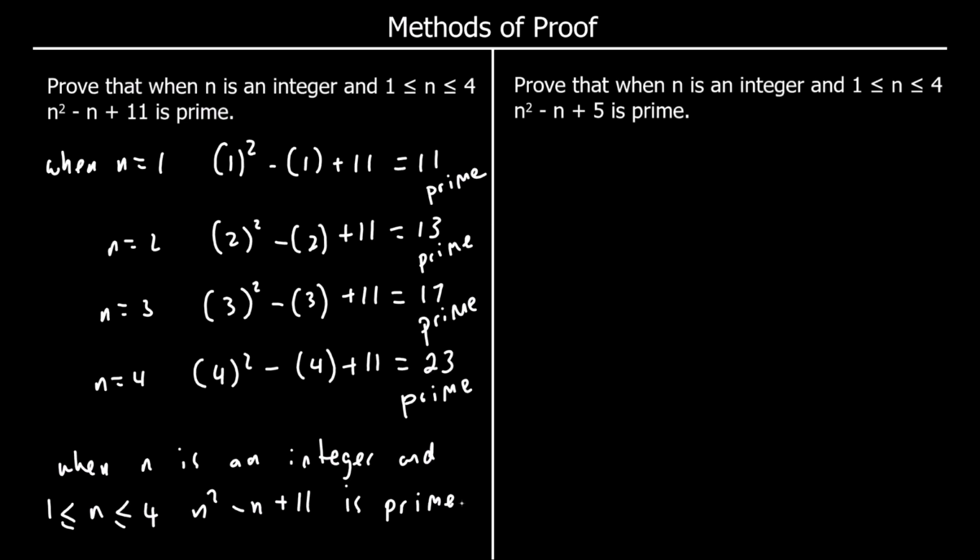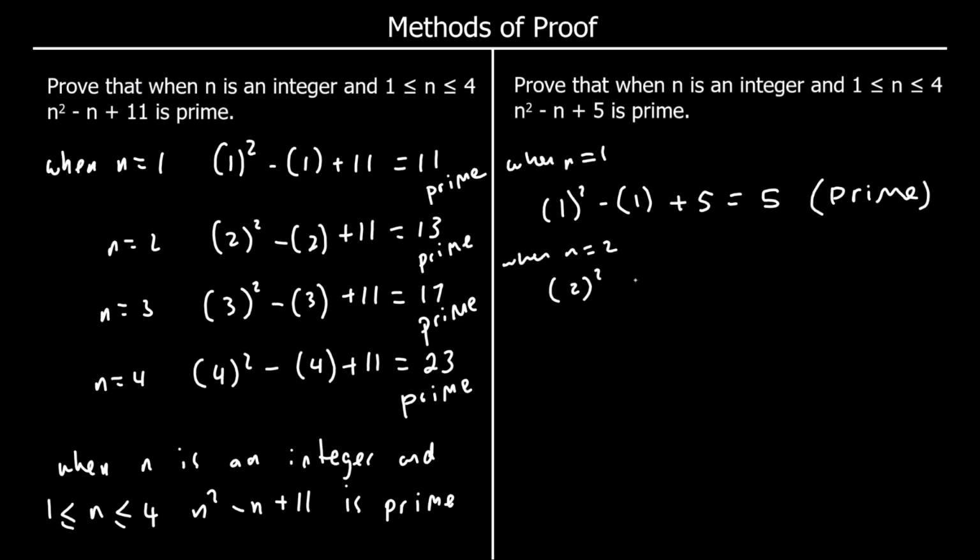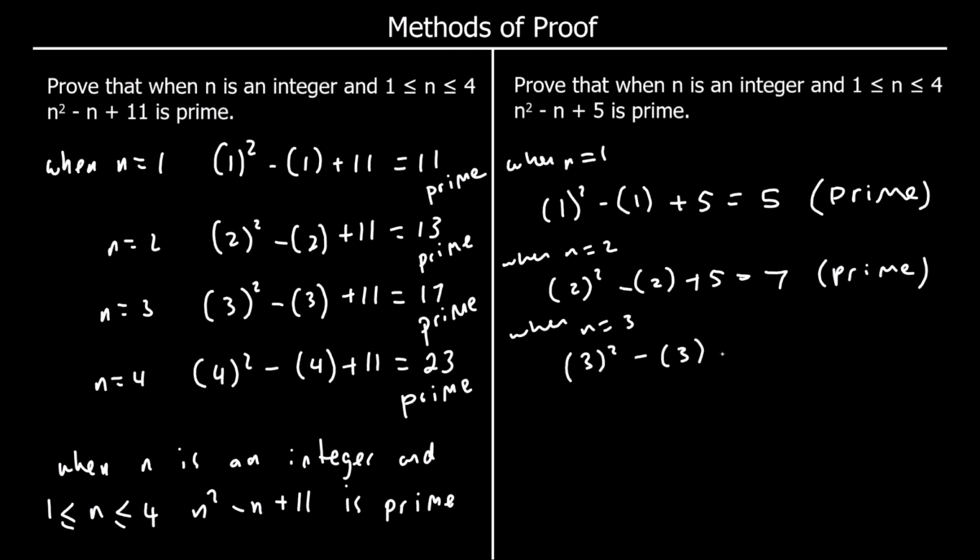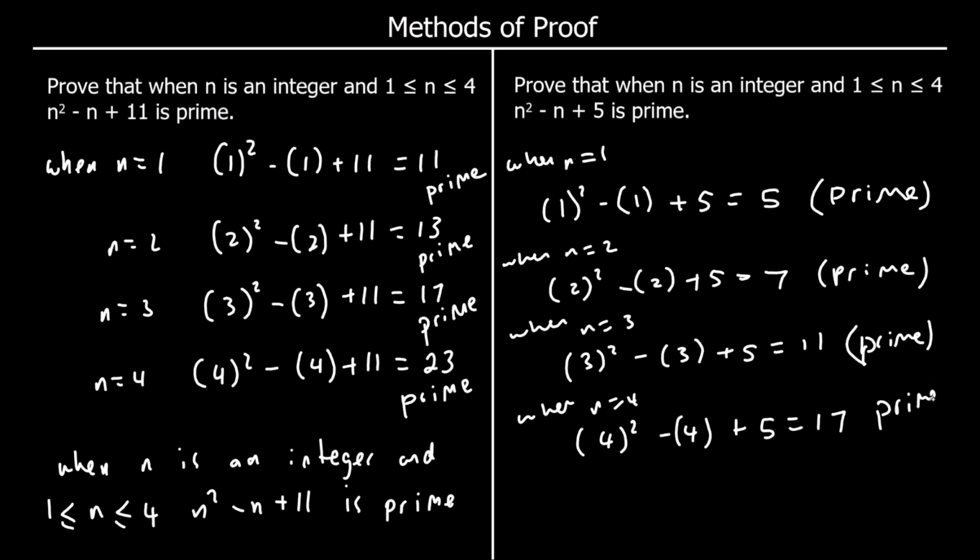So again, we're just going to try all the different numbers. When n is 1, 1 squared minus 1 is 0, plus 5 is 5, which is prime. When n is 2, 2 squared is 4, take away 2 is 2, plus 5 is 7, which is prime again. When n is 3, 3 squared is 9, minus 3 is 6, plus 5 is 11, and again 11 is a prime number. And finally, when n is 4, 4 squared is 16, take away 4 is 12, 12 plus 5 is 17, and that is a prime number.